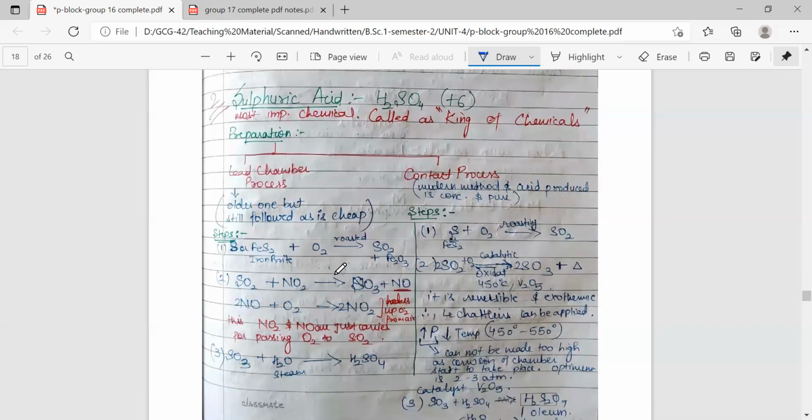This lead chamber process is the older one. It is still followed because it is cheap. In this, what happens is sulfur is taken, or iron pyrite, that is FeS2, is taken and roasted in the presence of oxygen, and we will get the formation of sulfur dioxide. This is the first step.